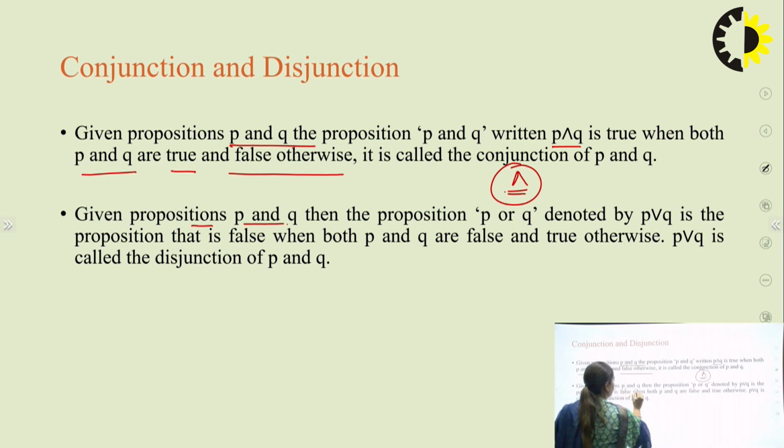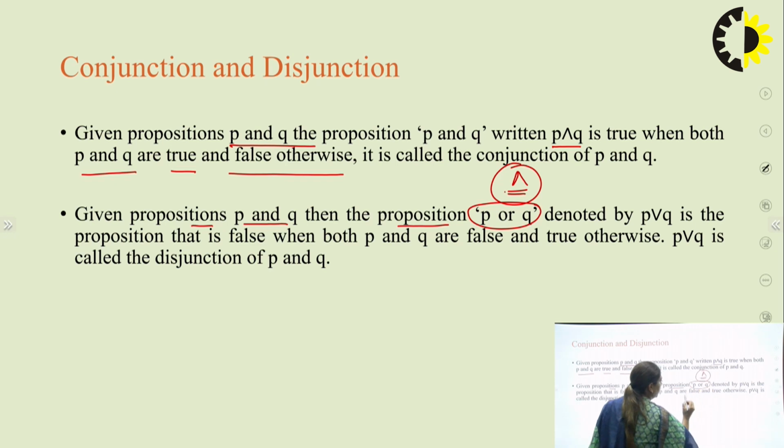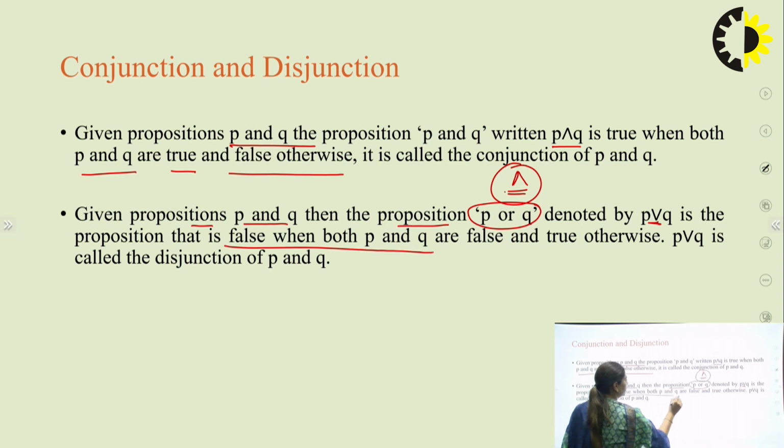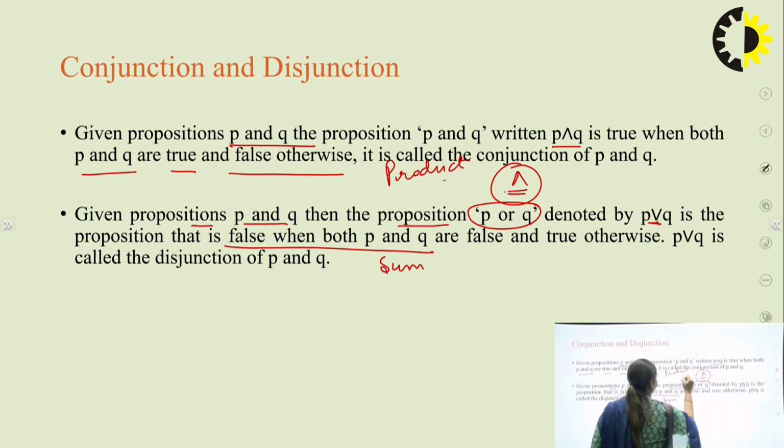Given the propositions P and Q, the proposition P or Q, denoted by the OR symbol, is false when both P and Q are false. If we see the truth table of both AND and OR, right? In AND case where both the inputs are high, the output is high, and we called it conjunction, right? But in case of OR, in disjunction, if one of the inputs is high, then the output is high, right? Because here we are taking the sum and here we are taking the product, right?